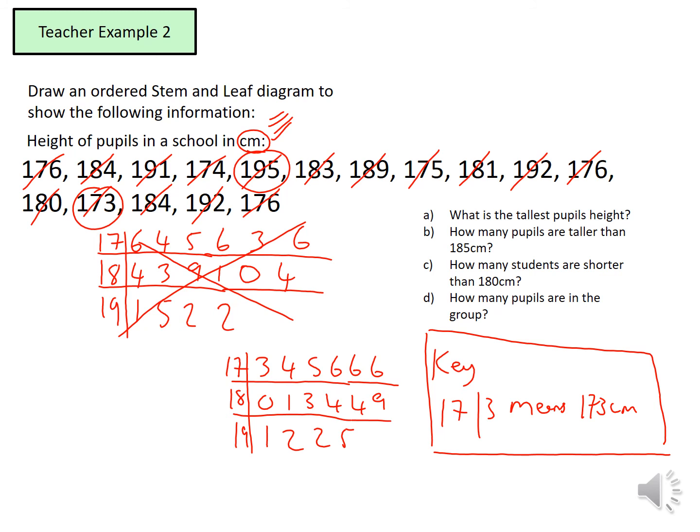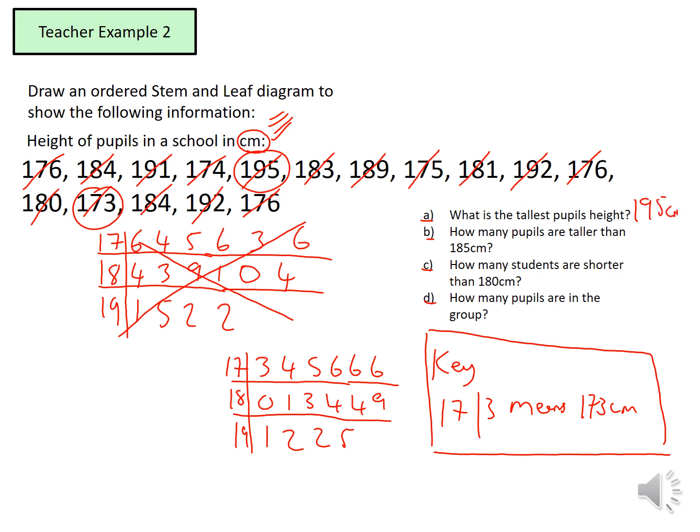I've now got 4 questions over here that I need to answer. Question number 1, what is the tallest pupil's height? Well, that's going to be over here, the largest number in my stem and leaf diagram. So remember, this number here is not 5, it is 195. So the tallest student's height is 195 centimeters.